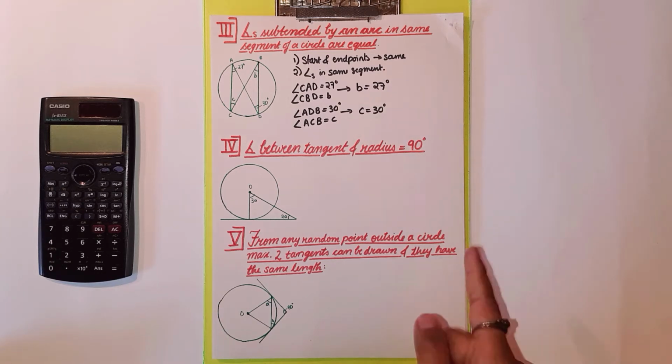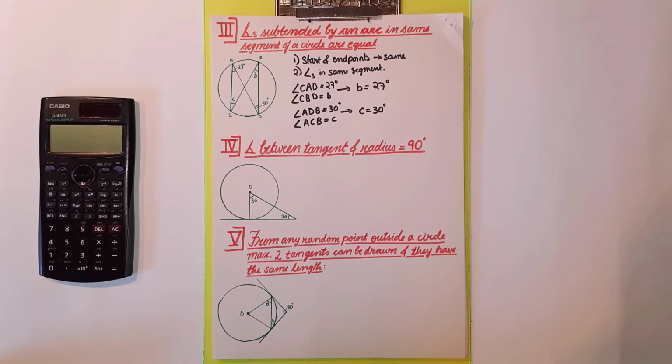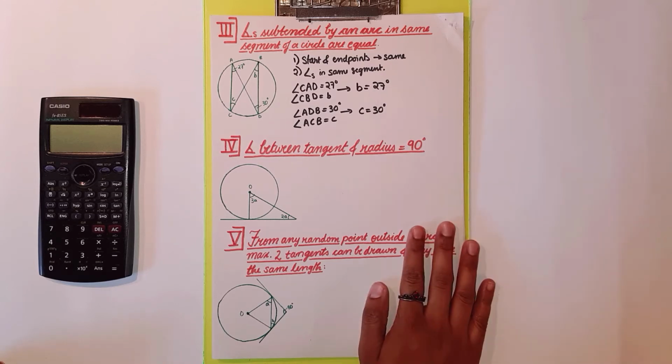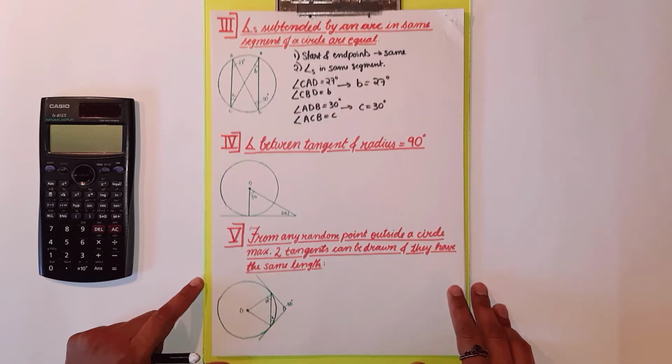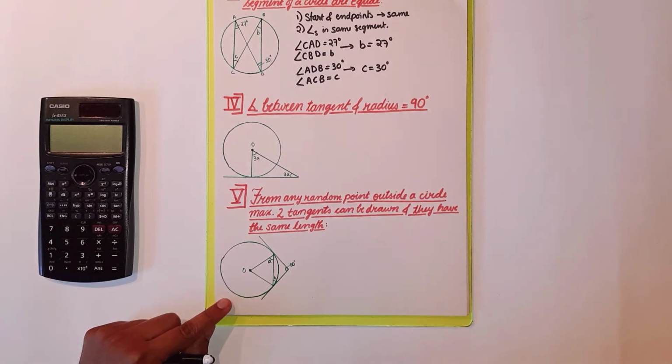This is part 2 of the video covering the topic of circle properties from the area of geometry. If you haven't looked at the first part, do look at it because it contains 3 of the rules that we have covered. And now we're going to look at the last 2 rules, which are about tangents.